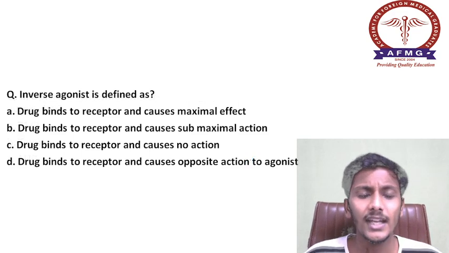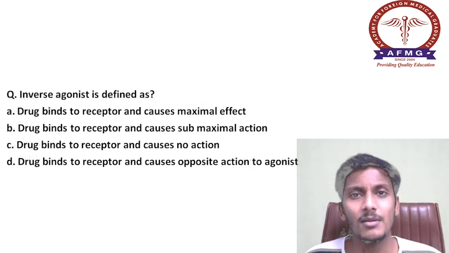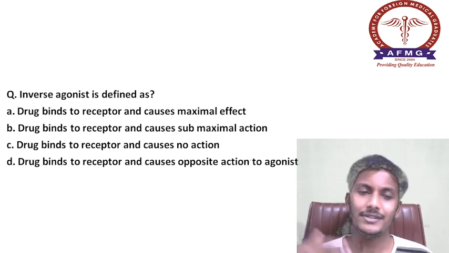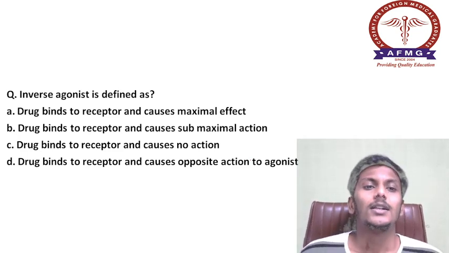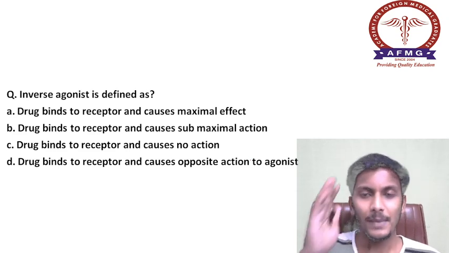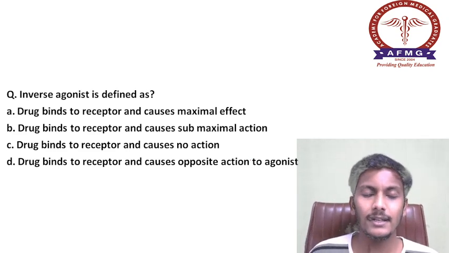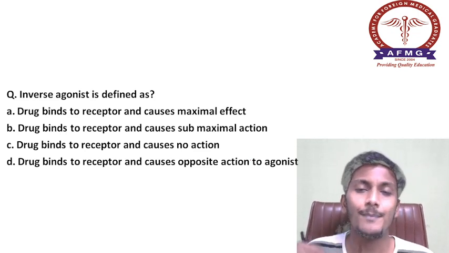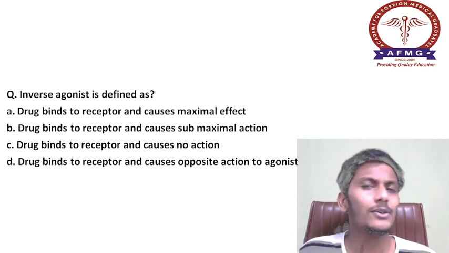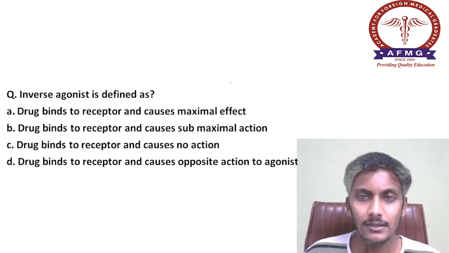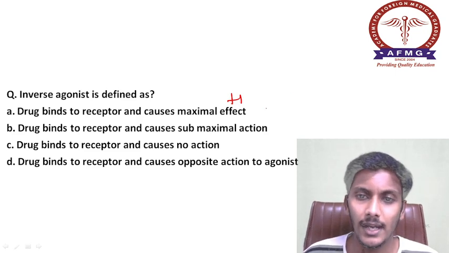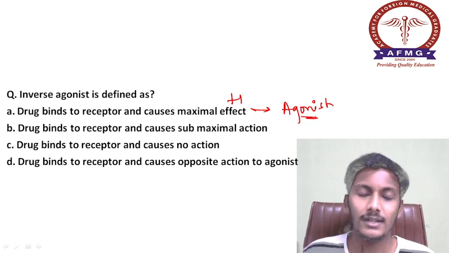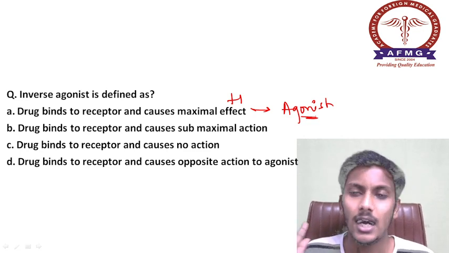Moving further. Inverse agonist is defined as. Please remember, these 4 definitions are very much important. They are very easy, just remember the questions have been asked from this again and again. So first let us see the definitions. Option A is drug binds to a receptor and causes maximal effect. This is known as a +1 effect. This drug would be known as agonist.